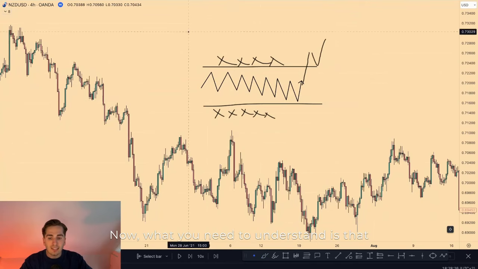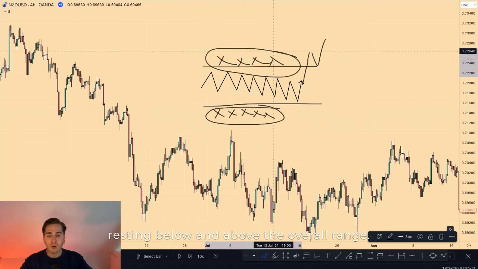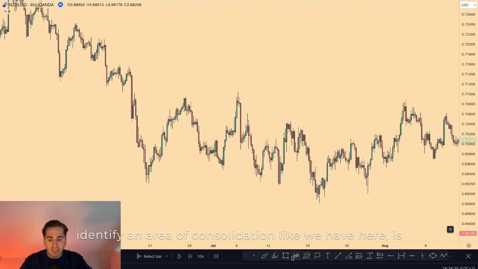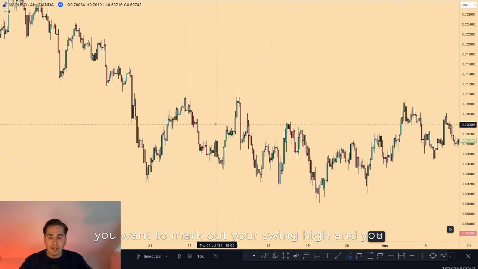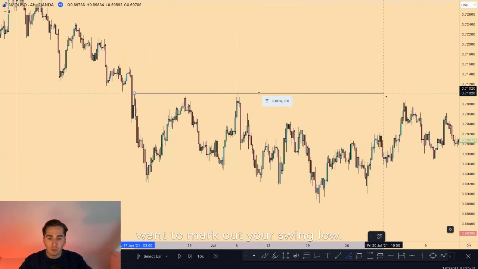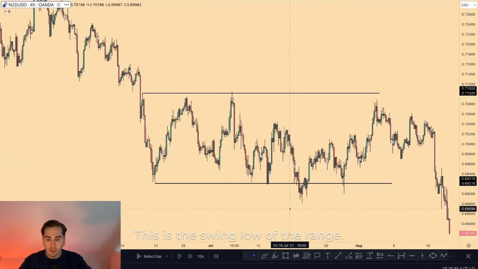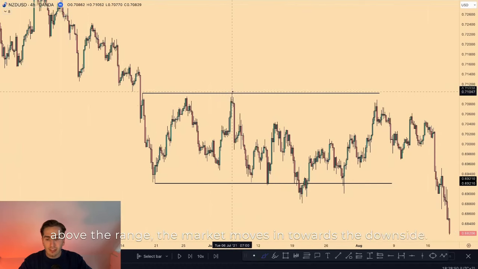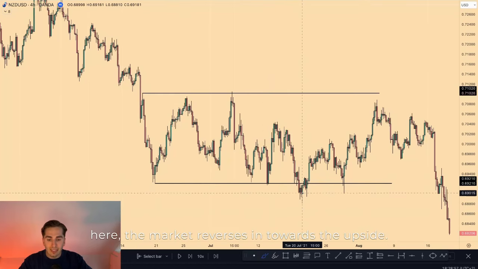Now, what you need to understand is that there's liquidity, also known as stop losses, resting below and above the overall range. So what you want to do, again, when you identify an area of consolidation like we have here, is mark out your swing high and your swing low. So this is the swing high of the range, this is the swing low of the range, and what you see, again, is that as soon as you get above the range, the market moves in towards the downside. As soon as we go below the range over here, the market reverses in towards the upside.